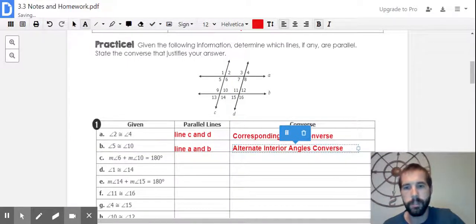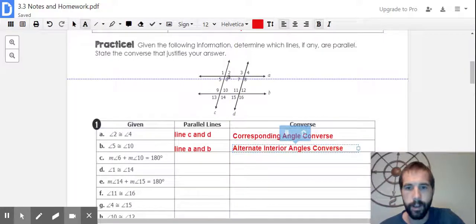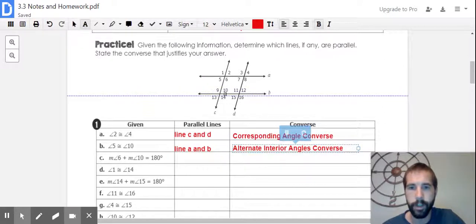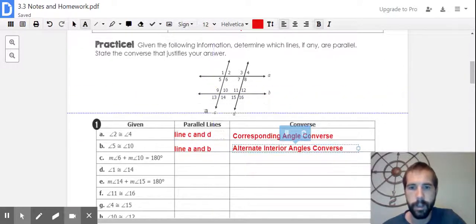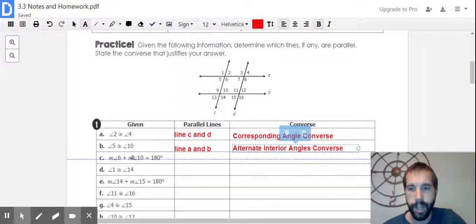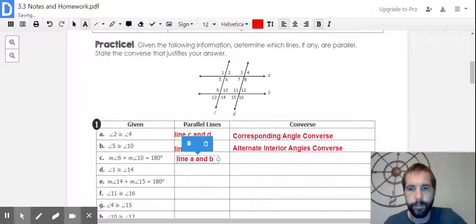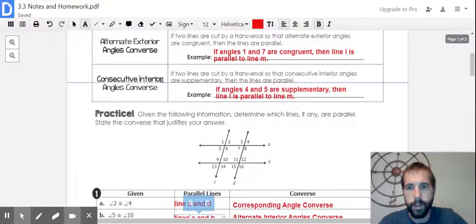All right, what if angle 6 plus angle 10 added to 180 degrees? So 6 and 10, that's between lines A and B. 6 and 10 look like they would be consecutive interior angles or same side interior angles. And if the consecutive interior angles add up to 180, or in other words, they're supplementary, that would make line A and B parallel. And that would be by the consecutive interior angles converse.